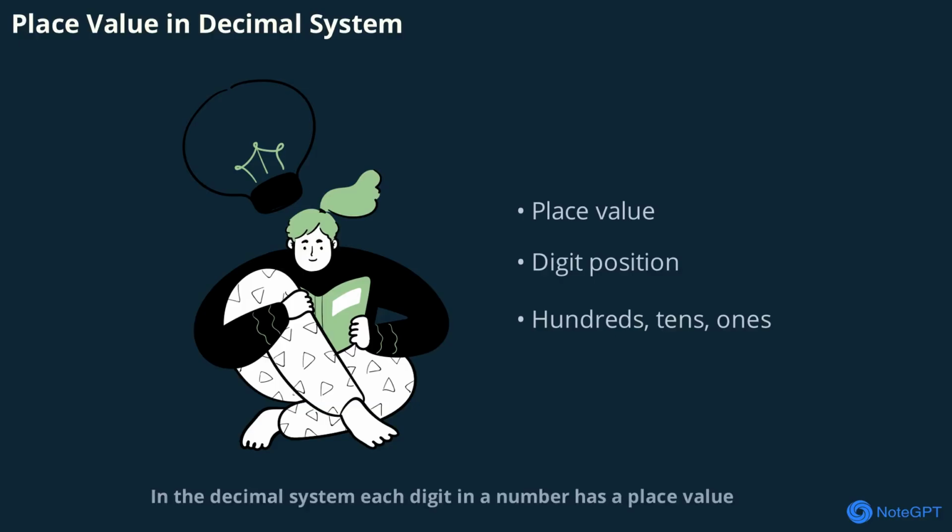In the decimal system, each digit in a number has a place value. The value of each digit depends on its position. For example, in the number 345, the 5 is in the ones place, the 4 is in the tens place, and the 3 is in the hundreds place. This system of place value makes it easy to understand and work with large numbers. Place value is a key concept in all number systems, not just decimal. Understanding place value helps you add, subtract, multiply, and divide numbers more easily.